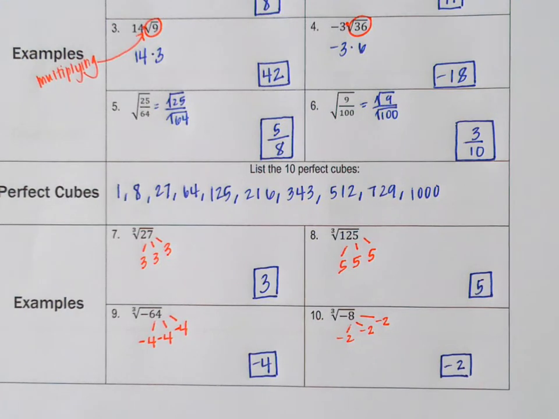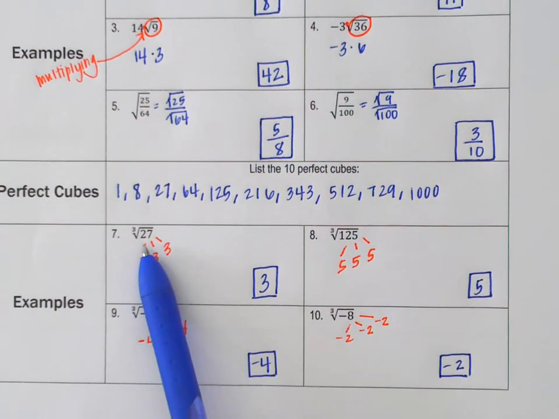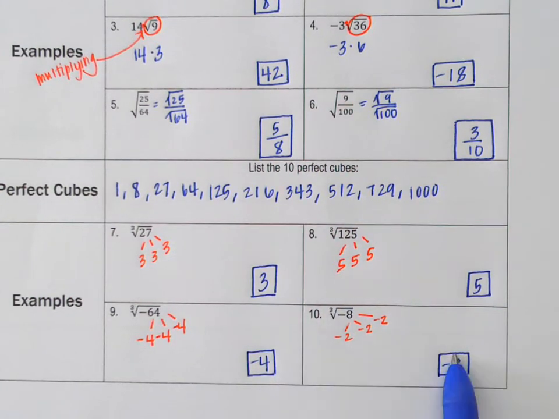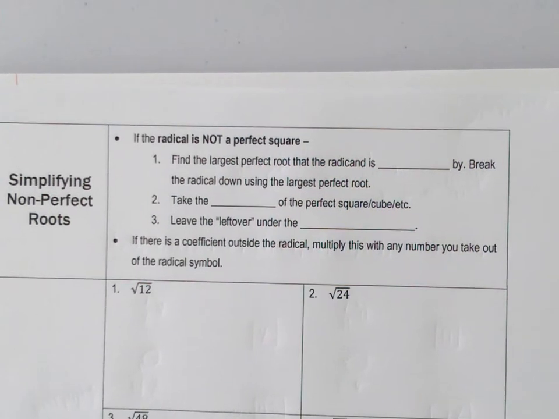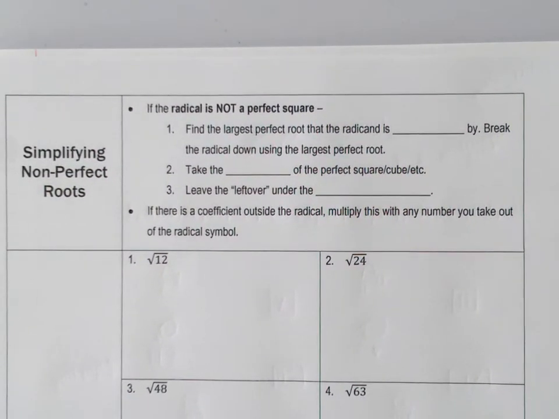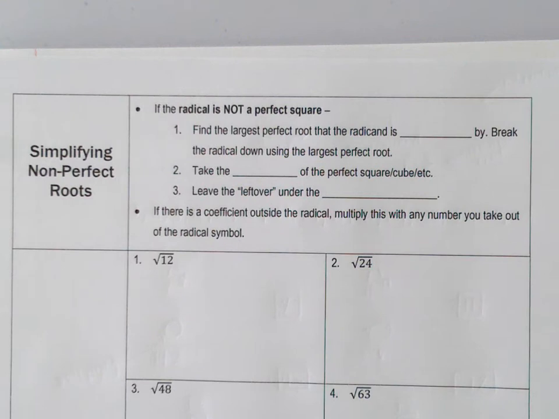Okay, so what we've been dealing with on this sheet is all perfect square roots or cube roots. So basically we can get a whole number every single time. Now what we're going to talk about on the next side is simplifying non-perfect roots. So if the radical is not a perfect square, so if it's not one of those 15 numbers that we had for the squares or the cubes or whatever, we are going to follow these 3 steps here.